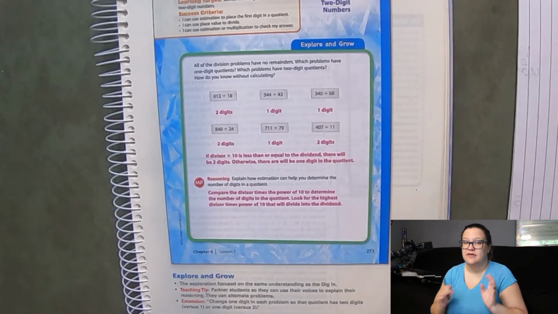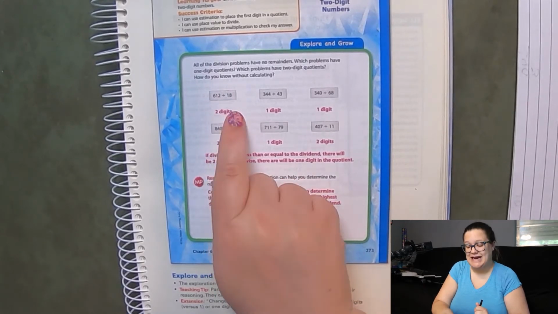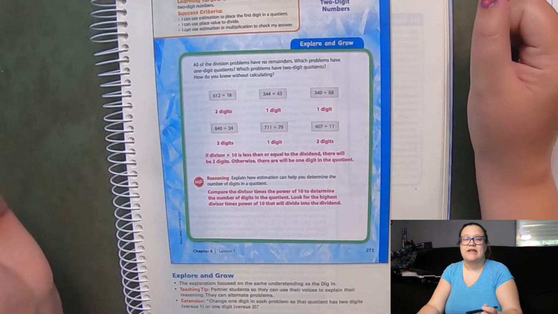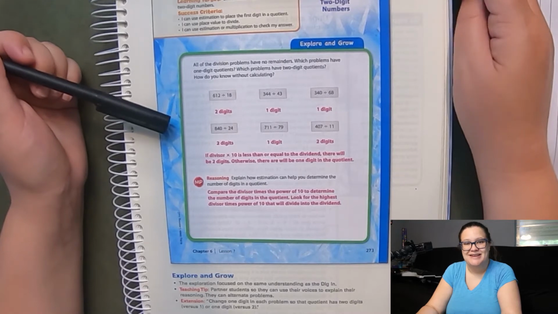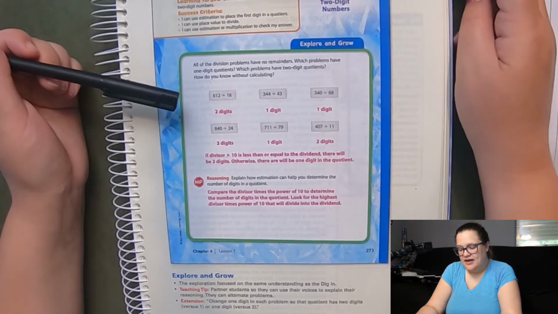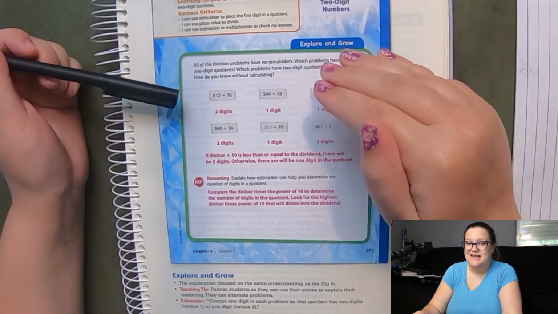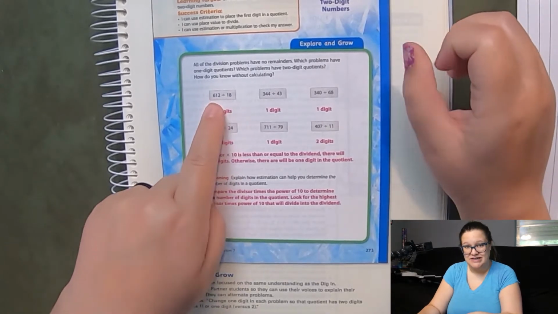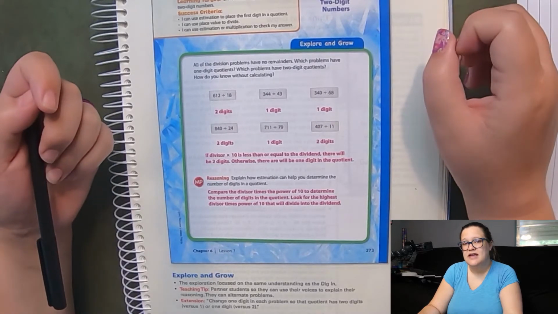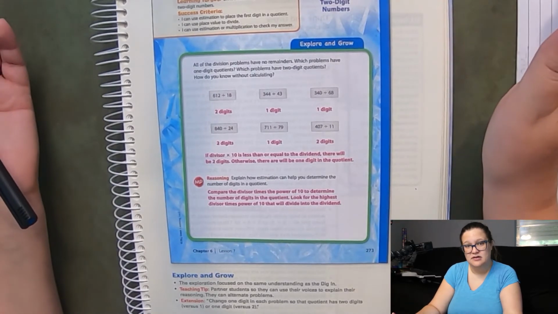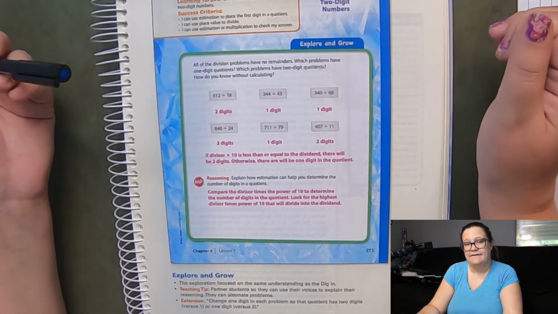If your divisor, the number doing the dividing, so in this one, 612 divided by 18, the 18 is the divisor. If you take that divisor and multiply it by 10, I'm sorry, not 100, by 10, then if that number is equal to or less than the dividend, which is the number being divided, the 612 here, there will be 2 digits. If the number is greater than the dividend, it will have 1 digit.